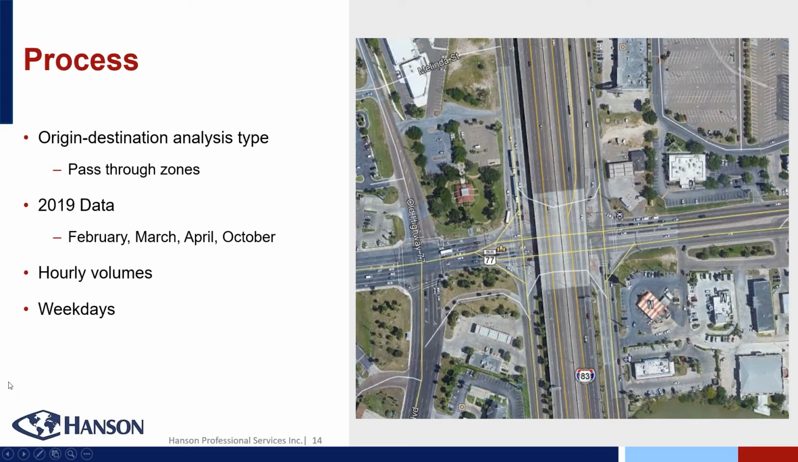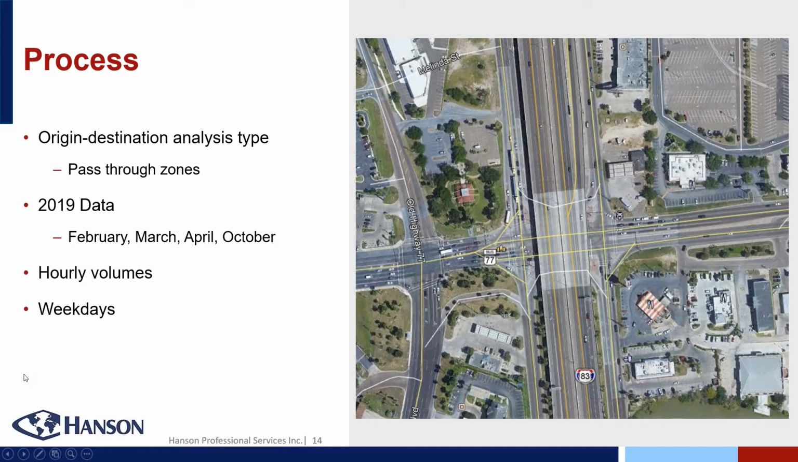we were able to enter each zone set or each zone set pair, because there's entering and exiting for each intersection, into an analysis that in our case collected volumes from 2019, the most recent year of data that wasn't affected by COVID, and in the months of February, March, April, and October, because these were the most representative months of the entire year. They had no major holidays or major vacations that would cause traffic to be irregular throughout those months.